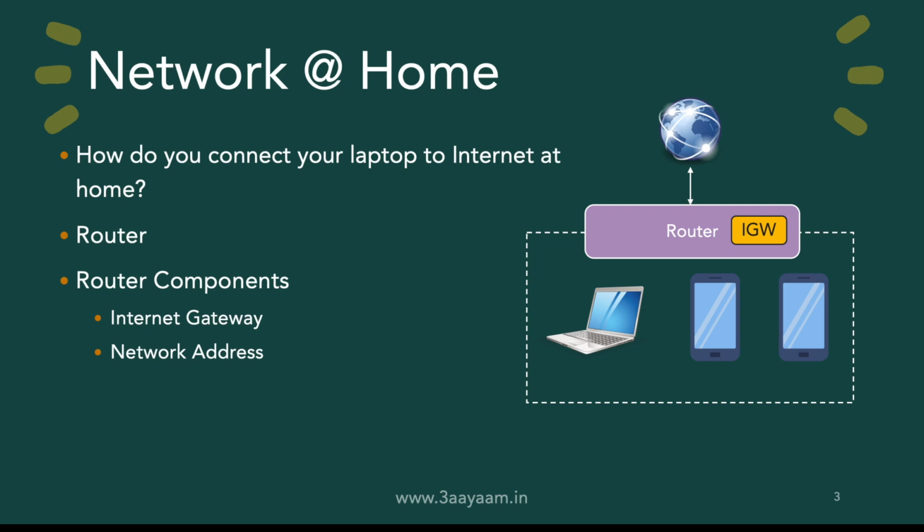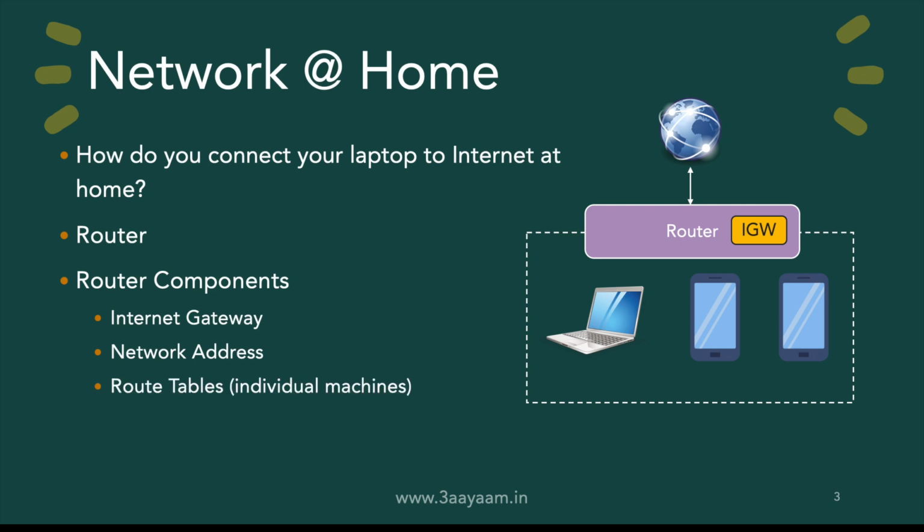Router also has a network address. If you type ipconfig or ifconfig in your machine, you'll get an IP address. That IP address belongs to the network address which is provided by the router. As I said, the router creates a boundary, and the definition of the boundary is provided by the network address.